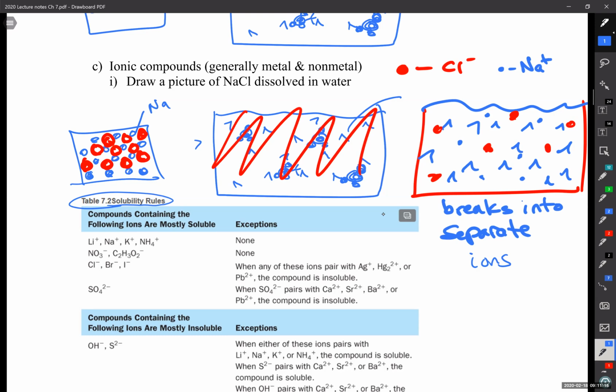How do you know sugar's soluble? Yeah, you put it in water, you see if it dissolves, right? That's how all these rules were made. They just took a bunch of compounds that contain these ions and put them in water, and it has to be above a certain amount, like 0.01 moles per liter. If it's above that, then it's soluble. If it's below that, it's not soluble. So if it's not soluble, the term that we use is insoluble.